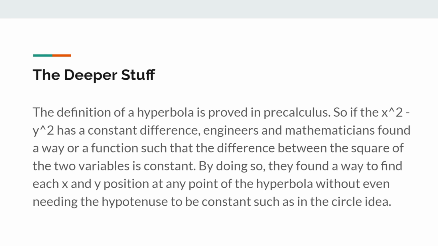So the definition of a hyperbola is proved in precalculus. If x squared minus y squared is a constant difference, engineers and mathematicians found a function such that the difference between the squares of the two variables is constant. So much like the original thing where they found sine hx and cosine hx is equal to 1, proved through the Pythagorean theorem. I think I made a proof on that. These guys found a function that's essentially, no matter what numbers you plug in, the difference of the squares is always just going to be equal to 1, which is pretty genius.